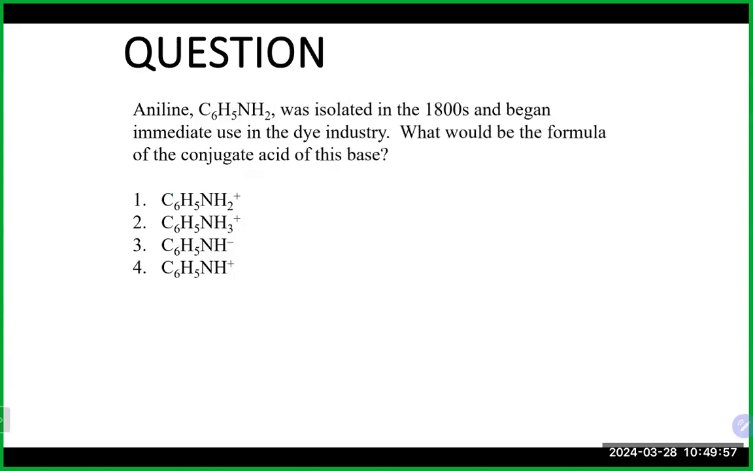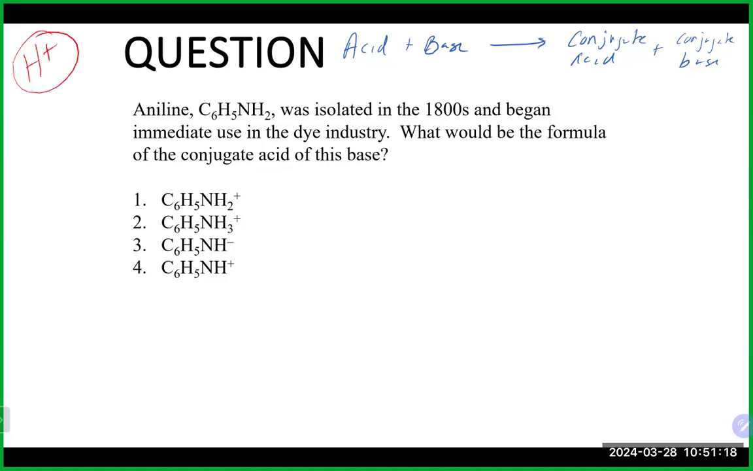Aniline, C6H5NH2. What would be the form of its conjugate? Clearly, you should know, H plus is pretty much what you need to do here. Either you've got to put it on or take it off. And that sometimes is a hard thing for people to know.